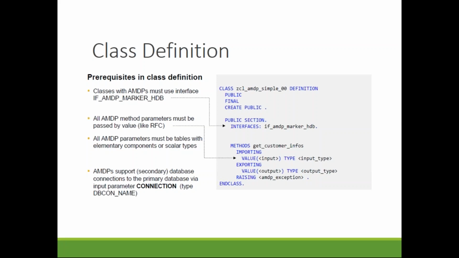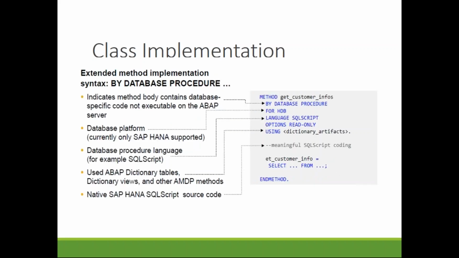While defining the method there is no change. By seeing the method definition we cannot say whether it is an AMDP method or a normal method, because the definition is the same but the implementation is different. In one class I can have 10 methods, with 4 AMDP methods and 6 normal methods. An AMDP class does not mean all methods need to be AMDP methods; 2-3 can be AMDP methods and the others normal.